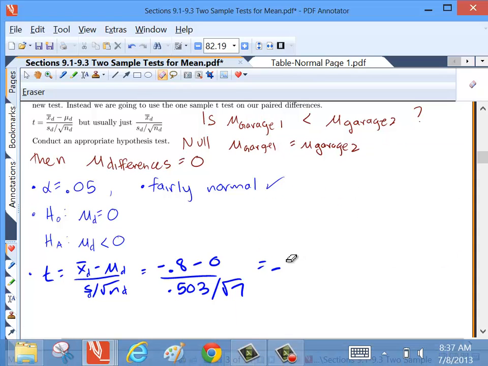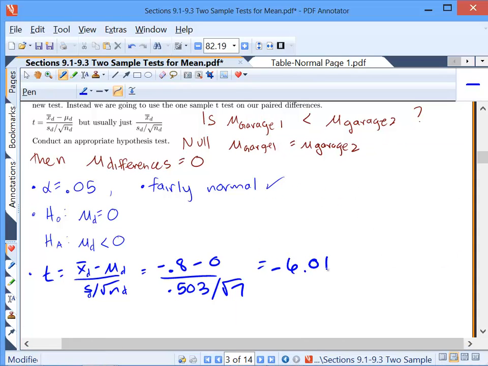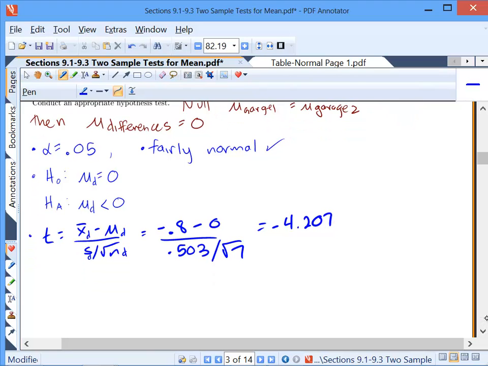So we have negative 6.01. No. If you type it in your calculator correctly, you should get negative 4.207. Anyone else? Okay. What else do you need for a t-test?